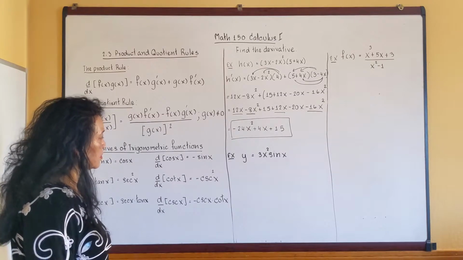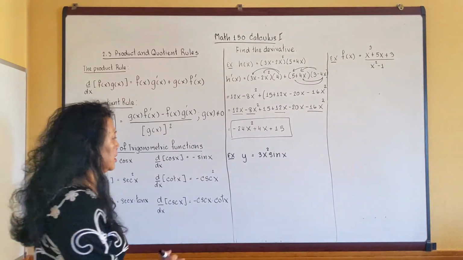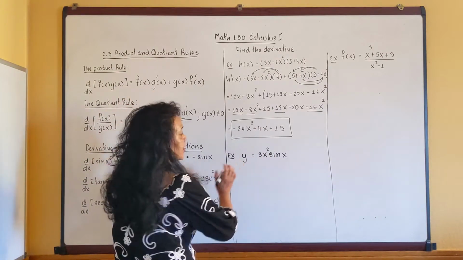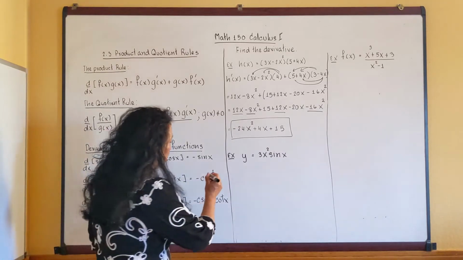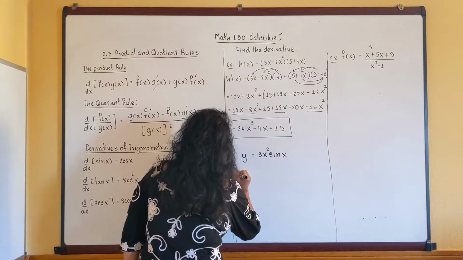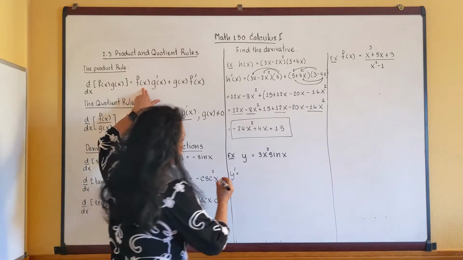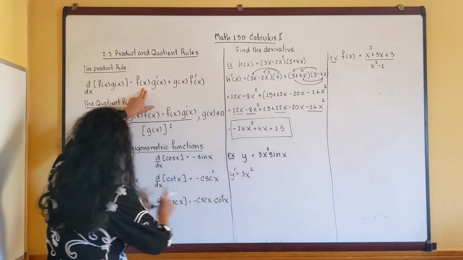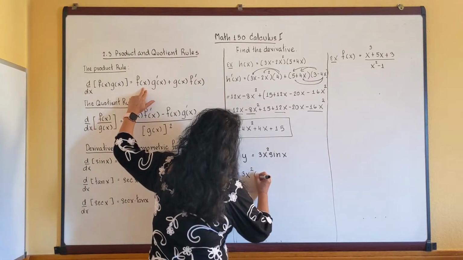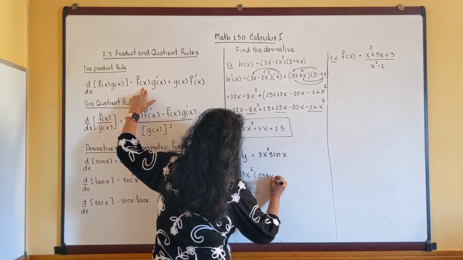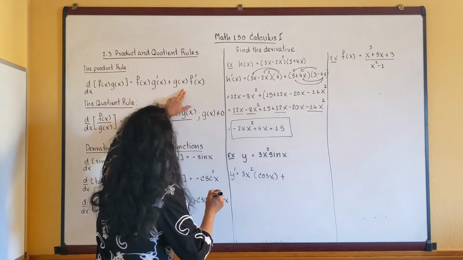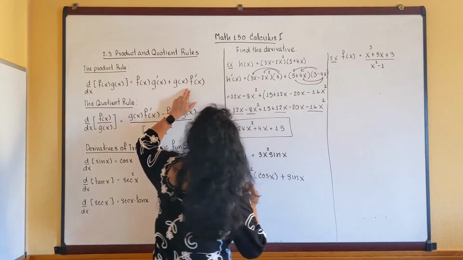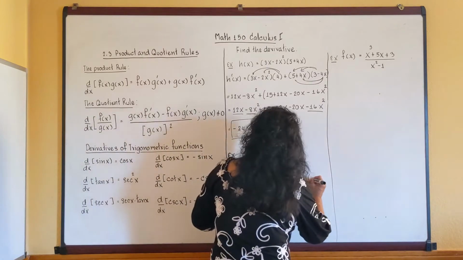Next one, I'm going to use the product rule again. Think of this as f of x and g of x. So y prime: the first function is 3x squared times the derivative of the second. Derivative of the second is cosine of x, plus the second, which is sine of x, times the derivative of the first, which is 6x.